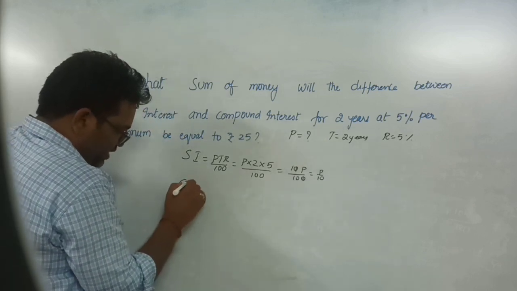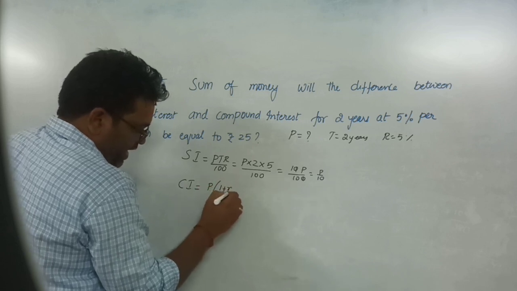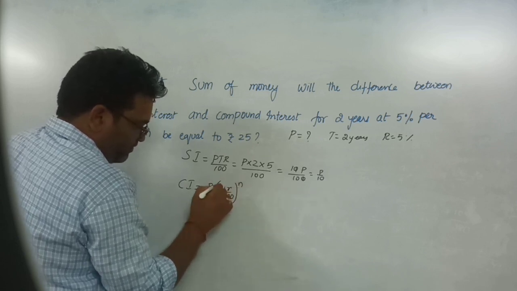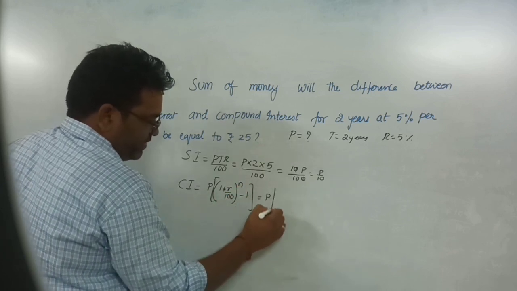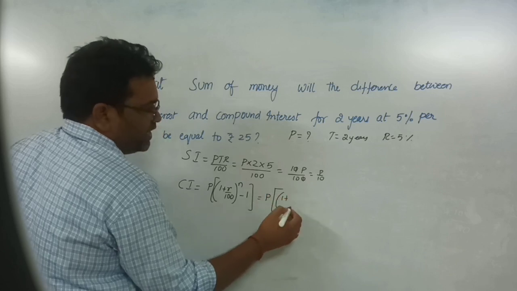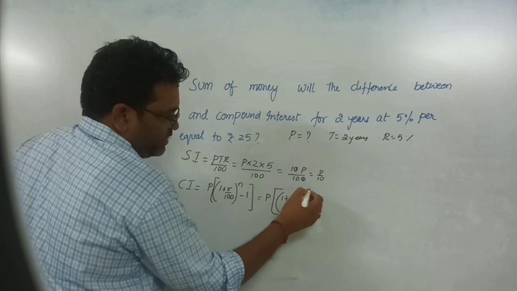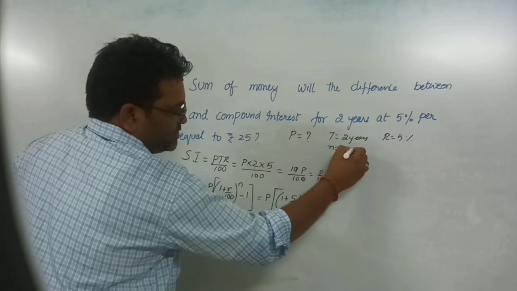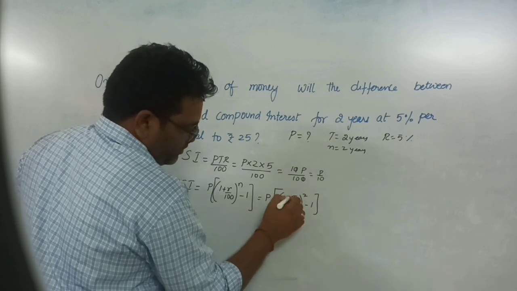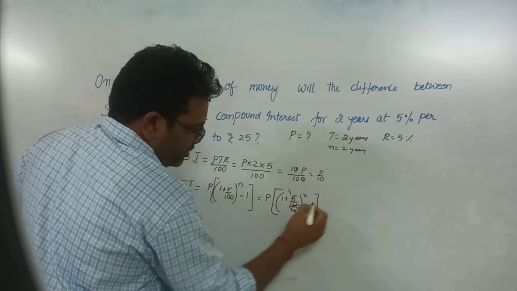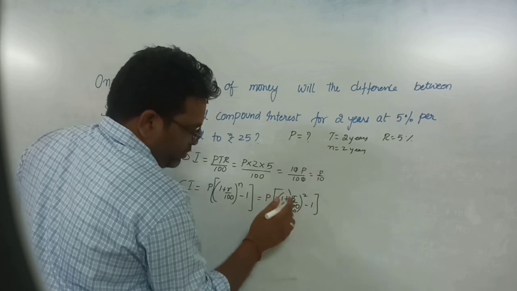Now the compound interest formula is P into (1 plus R by 100) whole to the power of n, minus 1. So P is P, and here 1 plus R, where R is 5%, that is 5 by 100, whole to the power of n. n is also 2 years, the number of years is 2, so minus 1. So 5 ones are 20, so here we will get P into ((20 plus 1) by 20).